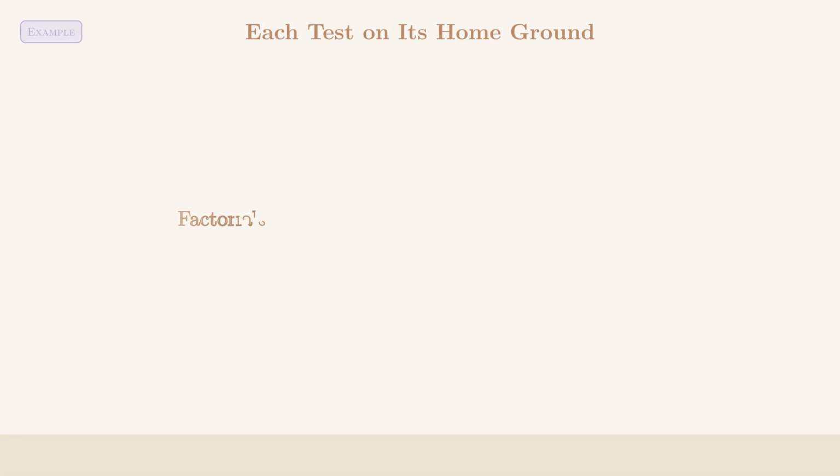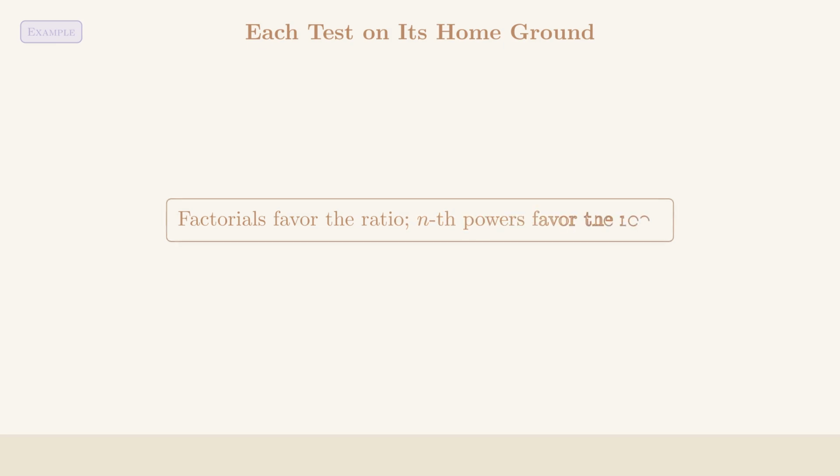So each test has a natural home. A factorial invites the ratio test, where the terms telescope. An nth power invites the root test, where the root cancels the power. Keep both in view as we turn to the subtle case.